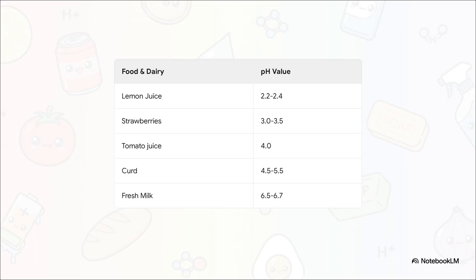Now these fruits get their low pH from things like citric acid, ascorbic acid, and malic acid. But notice how dairy behaves. Curd is around 4.5 to 5.5, but fresh milk climbs up to 6.5 to 6.7. So it's still technically a little bit acidic, but it's creeping much closer to that neutral center line.